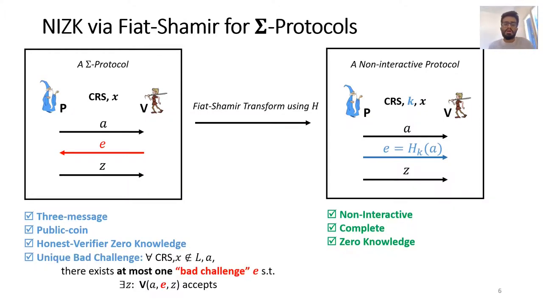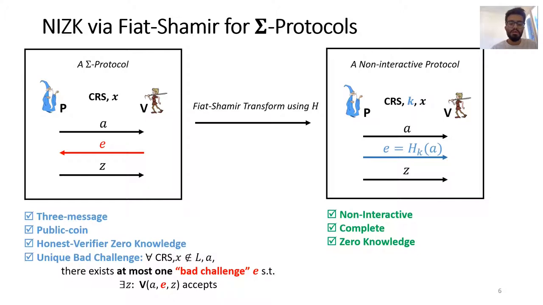This leads us to consider a specific kind of base protocols, which we call sigma protocols. Sigma protocols are three message public coin honest verifier zero knowledge protocols, which also enjoy the unique bad challenge property. This property basically says that for any first message A, there exists at most one value of E that may possibly allow a cheating prover to cheat. And we call such a value of E the bad challenge E.